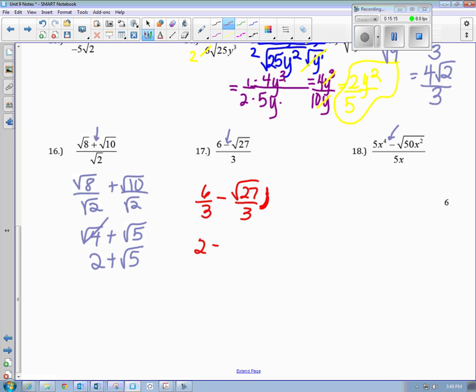This does not work. The 27 is under a radical and the 3 is not, so they're not set up to be able to be divided, only outside number by outside and inside by inside. So what I need to do is split that 27 up into radical 9, radical 3. And when I do that, I know the square root of 9 really is 3. And then what happens is that the 3's cancel out, and my final answer, when that 3 cancels out, is going to be 2 minus radical 3.